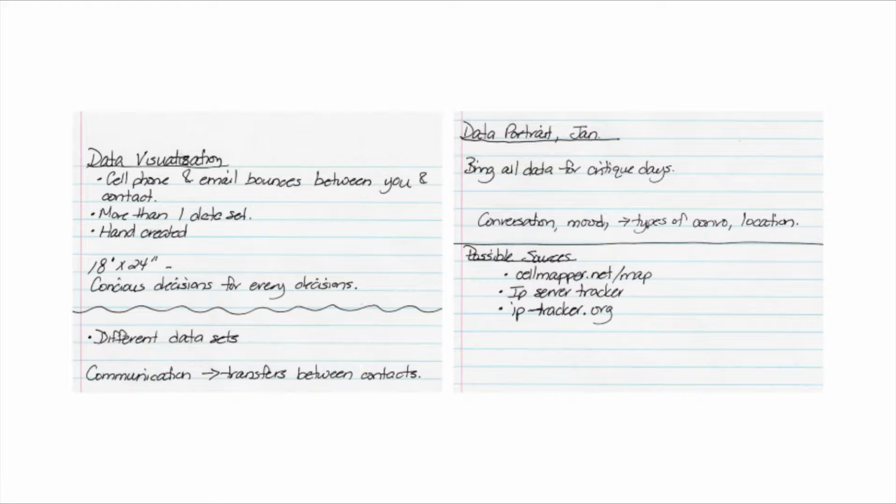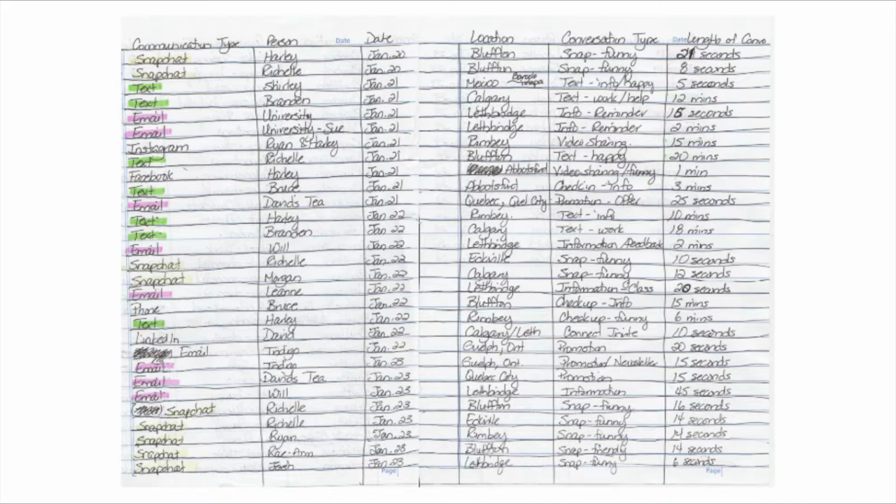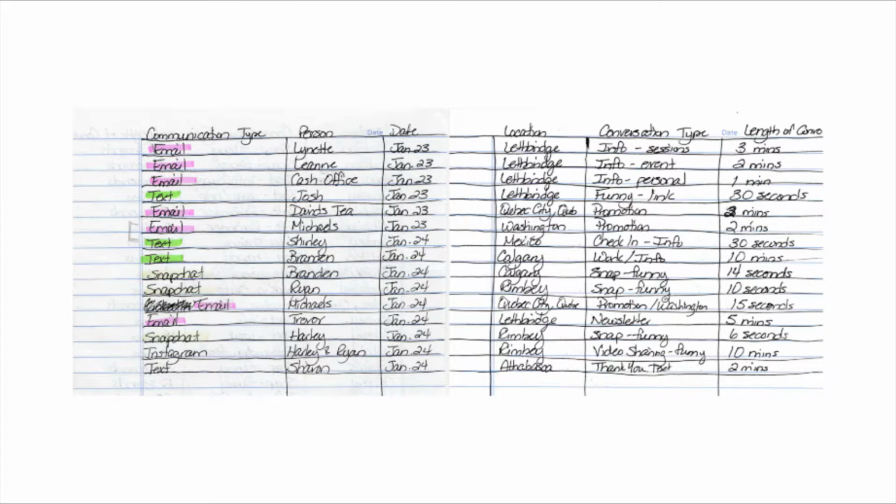I then decided to track a few categories of phone communications, including text message, phone calls, Snapchat, Instagram, Facebook, and email. From there, I broke that information down into who the person I was communicating with, the date of the communication, their location, which was determined by location settings, location tags, and simply asking, the conversation type, whether it was happy, sad, etc., and finally the length of each communication. Some days involved more of one type of communication than others, as well as frequency of each.